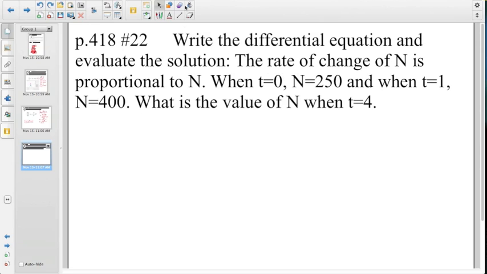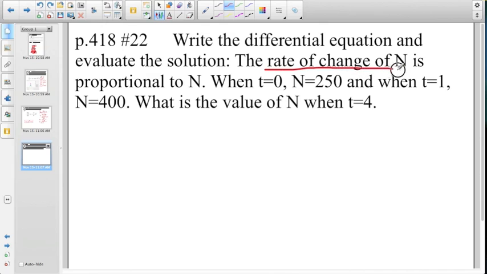The rate of change of n. So if we look at what that means, rate of change of n, that means the derivative of n with respect to time. That's typically what we measure rates in. So we're talking about a dn dt. The rate of change of n is proportional to n. So if you remember back from Algebra 2, we use proportionality constant k. So when we're talking about proportional to n, we're talking about a constant times n. And then it gives us some initial conditions here. When t equals 0, n is 250. When t equals 1, n is 400.